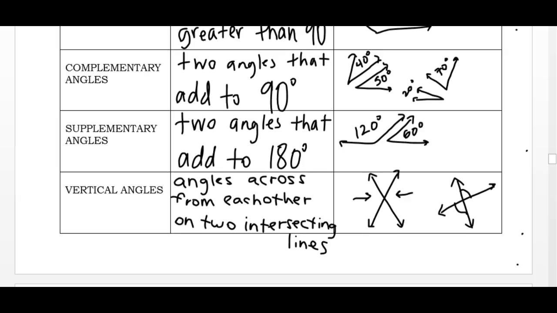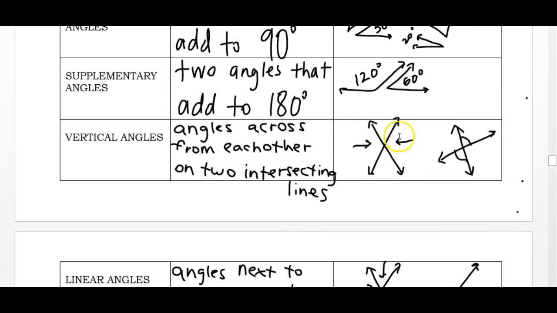Next is vertical angles. So when I have two intersecting lines like this, the angles that are directly across from each other would be vertical angles. So that can be on the left or the right, or the top or the bottom, or if it's a little askew, the northeast corner and the southwest corner, but they have to be straight across from each other.